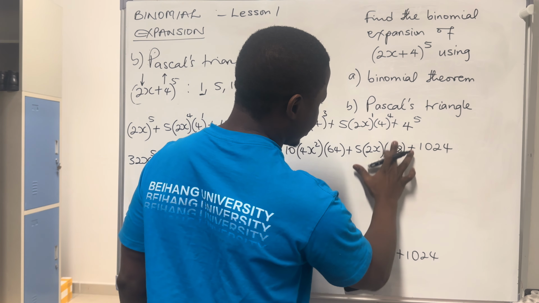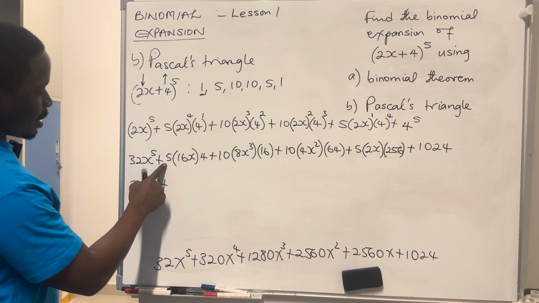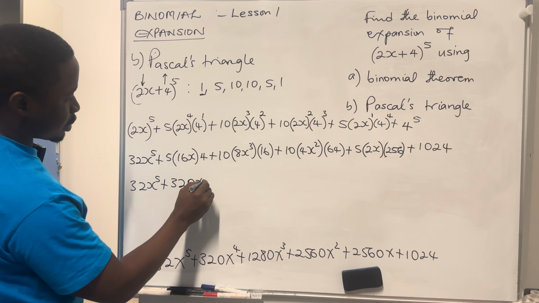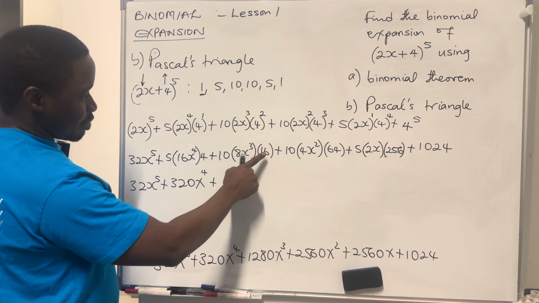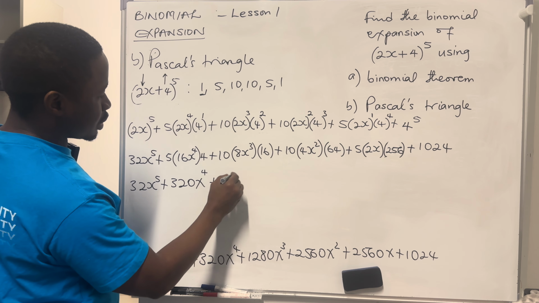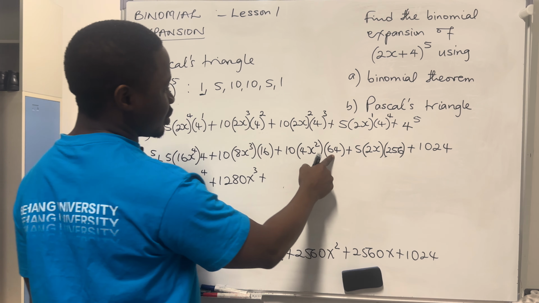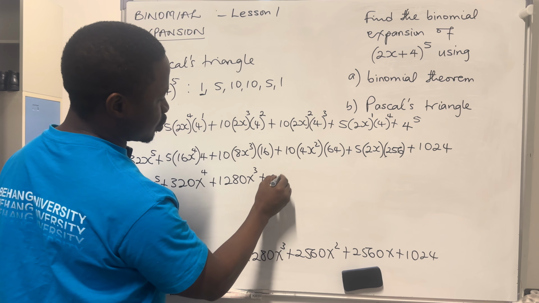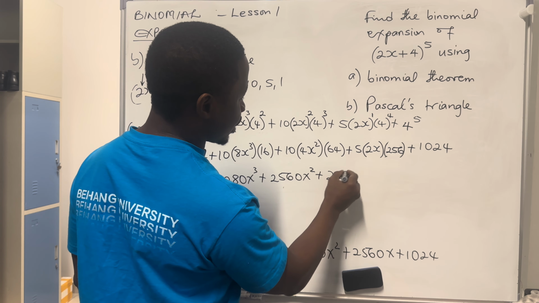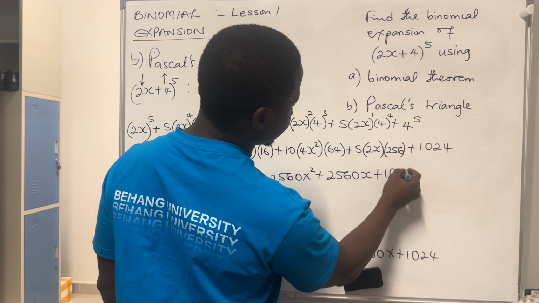So here is already 32x to the power 5. 5 times 4 is 20, 20 times 16 is 320, x to the power 4. 5 times 4 is 20 times 16. 8 times 16 is 128, times 10 is 1280 x cubed. 4 times 64 is 256 times 10, 2560 x squared. 5 times 2 is 10 times 256, 2560 x, plus 1024.